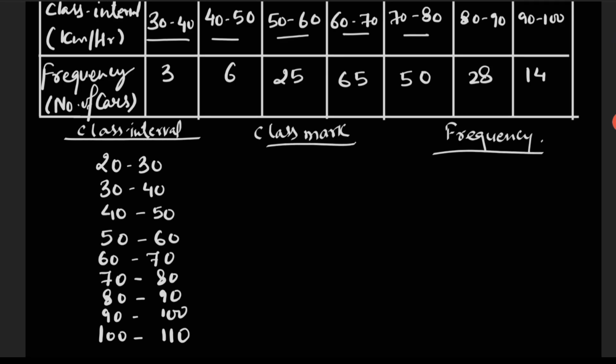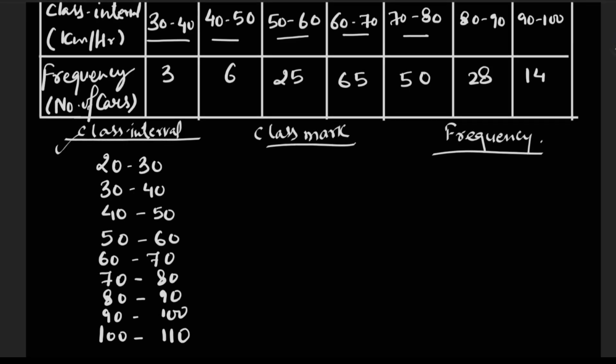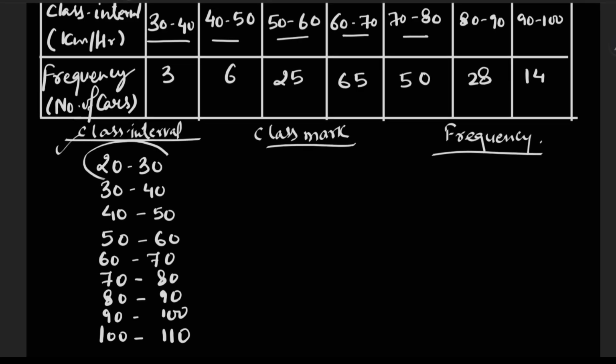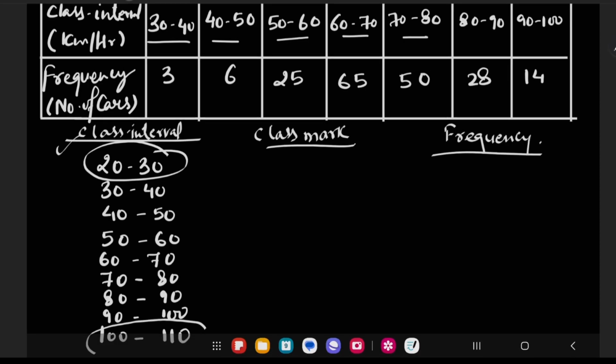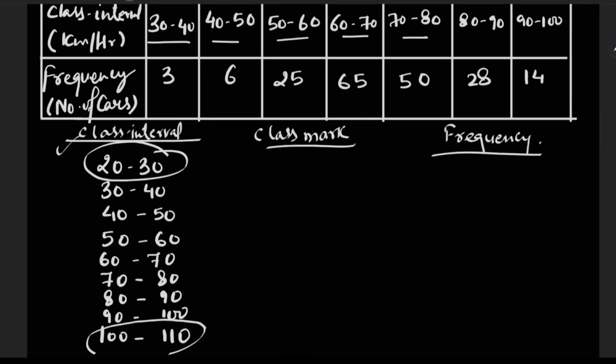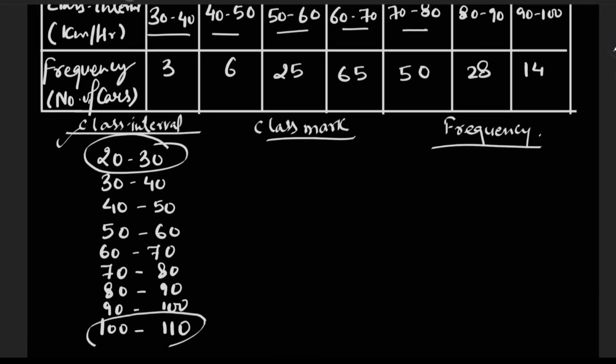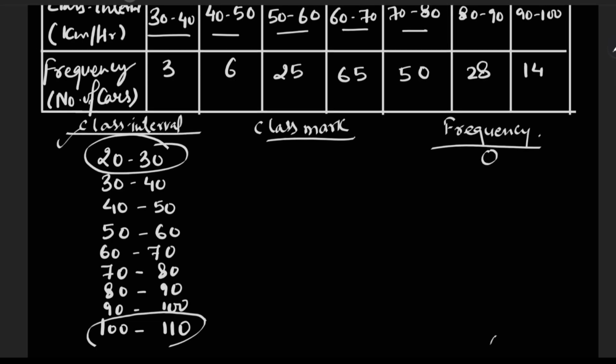So let's quickly prepare the frequency distribution table. The first one is your class interval. In this class interval column, children, you need to add one extra as per the same size, 20 to 30, and one at the last, 100 to 110. So these two we need to add, and the frequency of these two extras we will take as 0, 0. And class mark is the central number, the middle number of these two numbers.